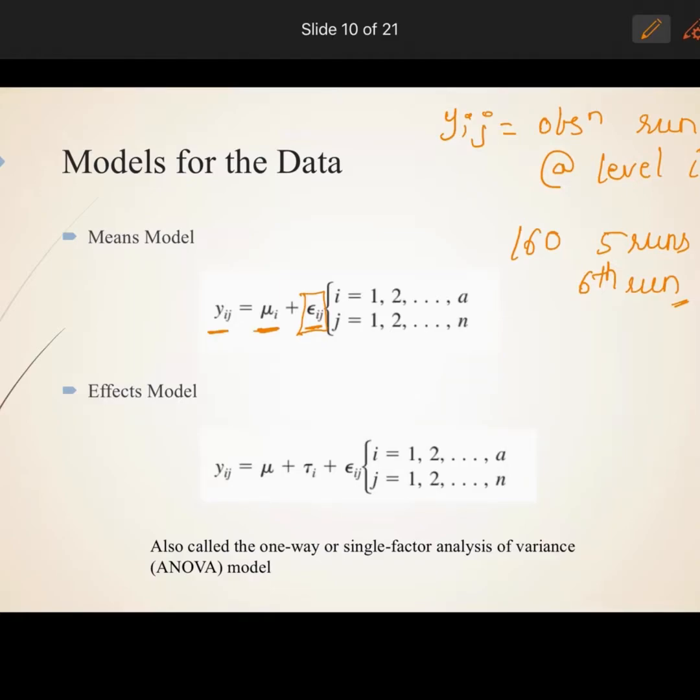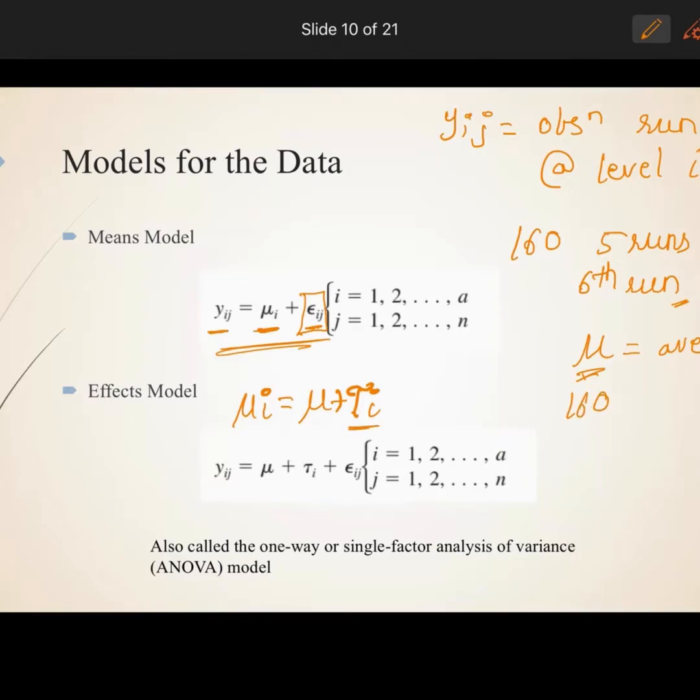Now the other way of representing this relationship is the effects model here. As you can observe, the only difference is that we have split up mu i into mu plus tau i. As we have seen in the previous slide, mu is the overall mean, or the average of all the treatment levels. So if we introduce a new treatment level, we expect its average to be around mu. But again, if there is any effect of the treatment, that would be represented by tau i here.